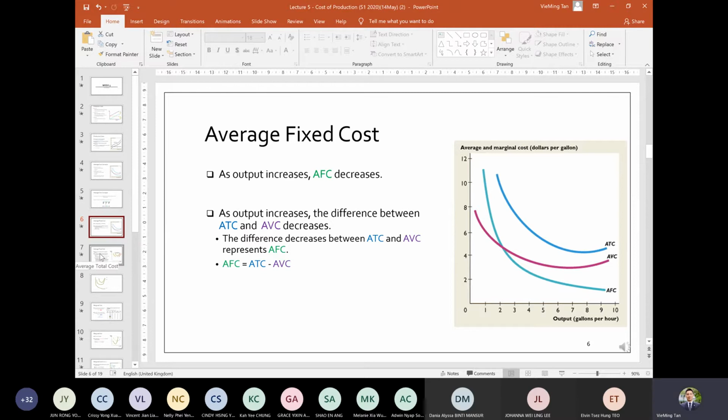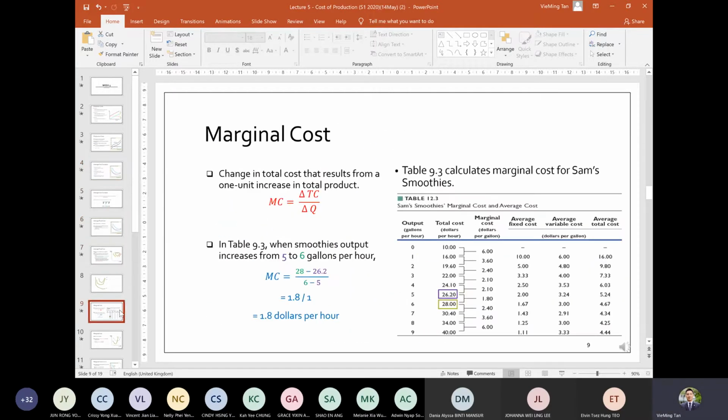Then the next cost will be the marginal cost. Marginal cost means the additional cost that occurs with an additional unit of output. This is the additional cost for producing additional output. So what is the formula to calculate the marginal cost then? You have to remember the formula. The formula is equal to change of total cost divided by change of quantity.